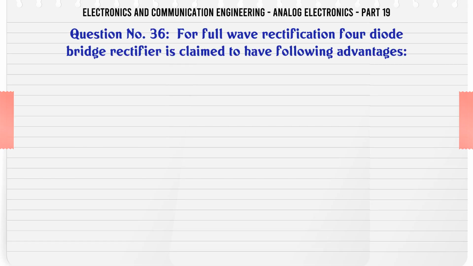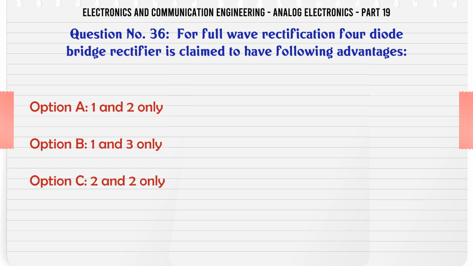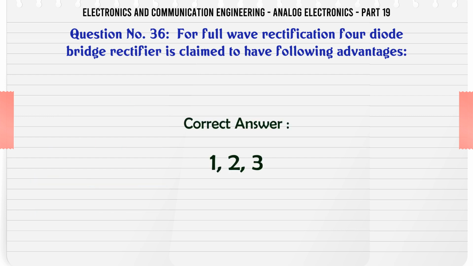For full-wave rectification, 4-diode bridge rectifier is claimed to have following advantages: A. 1 and 2 only, B. 1 and 3 only, C. 2 and 3 only, D. 1, 2, 3. The correct answer is 1, 2, 3.